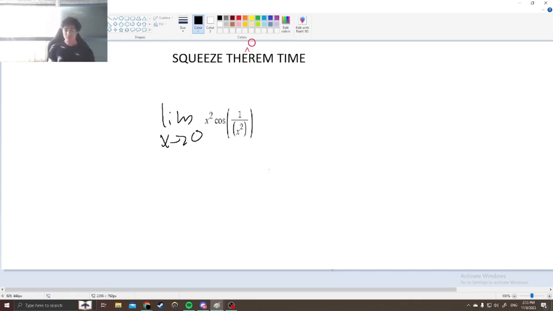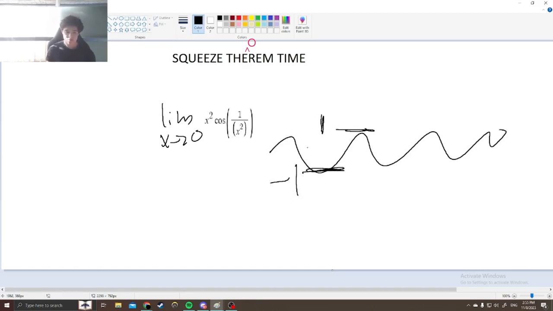So what do you do? Well, it's a cosine graph, and you know cosine graphs go like this. They're wavy, and they top out at 1, and the lowest point is -1, right? That's all you need to see, that it's a cosine graph. You don't need to see the specifics. So you know that this function here, cosine 1 over x squared, is greater than or equal to -1, and less than or equal to 1, because it's a cosine graph.